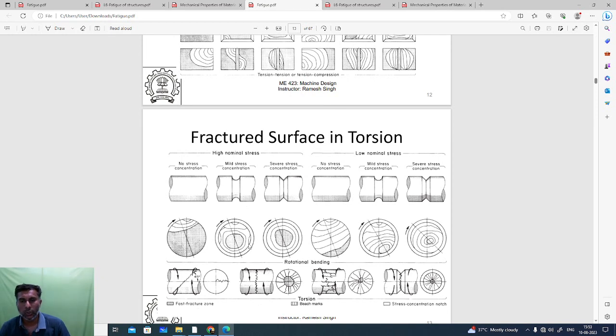Next, the fracture surface due to torsion. There are two categories: high nominal stress and low nominal stress. High means no stress concentration or mild stress, that is, minimum stress concentration is considered. Here, with heavier stress, more stress concentration is considered. The torsion is anticlockwise because the arrow mark rotates clockwise, so here they applied clockwise torsion. See the difference in the beach mark between the first, second and third ones. The angle of rotation varies. That is the low nominal stress.